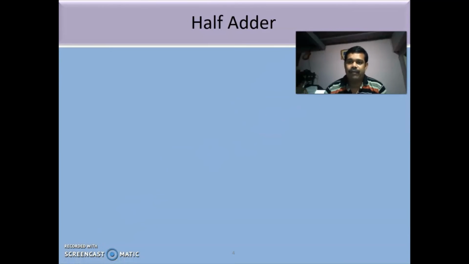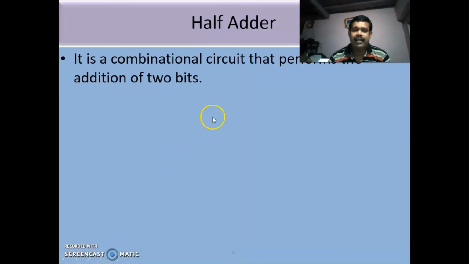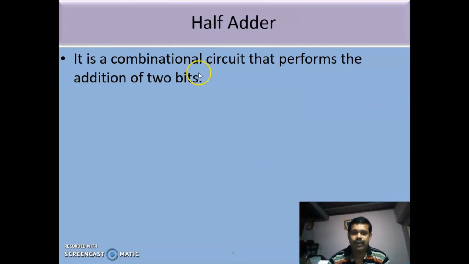So half adder. What is a half adder? A half adder is a combinational circuit that performs the addition of two bits. What is a combinational circuit? A combinational circuit is a circuit which has only logic gates, and its output depends only on the present inputs.